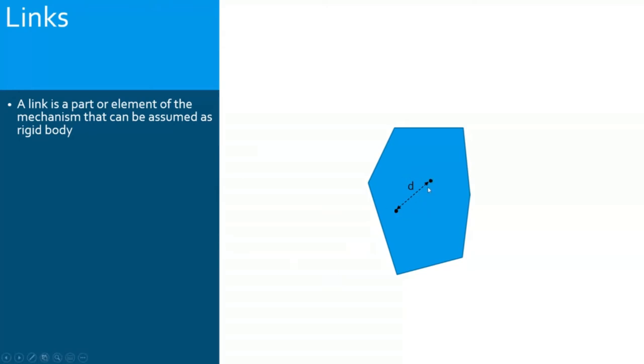I take any two points, not only two. It should work for any two points. If I take any two other points, it should also work. So for these two points, if I follow the motion of the body, this distance should be the same for any time. And at that time, I can consider the body is rigid. A link can be any shape. It does not necessarily have to be a bar or a disk or anything. It can be really any shape.